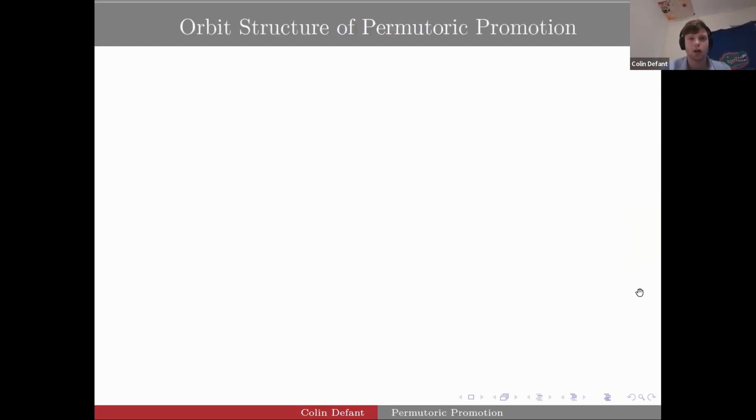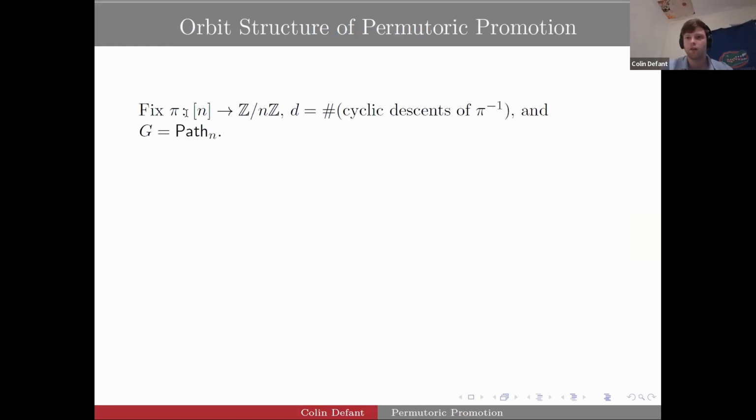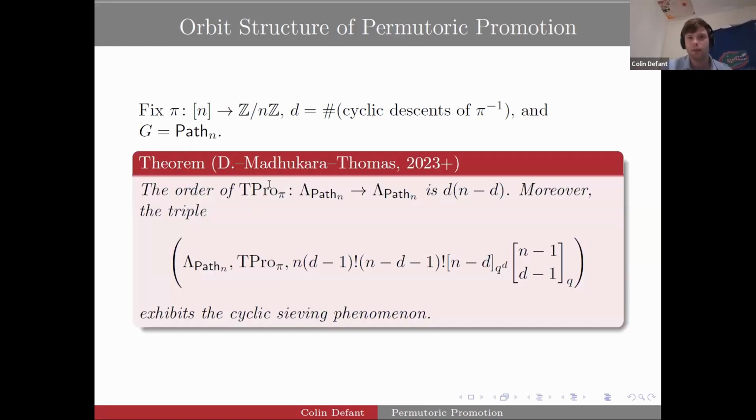Okay. So as before, I'm going to fix this bijection pi from bracket n to Z mod nZ. D is the number of cyclic descents of pi inverse, and G is the path graph. So the main theorem that Rachana and Hugh and I prove is that, first of all, the order of permutoric promotion on the path graph is d times (n minus d). So this resolves that conjecture that I had from the earlier paper.